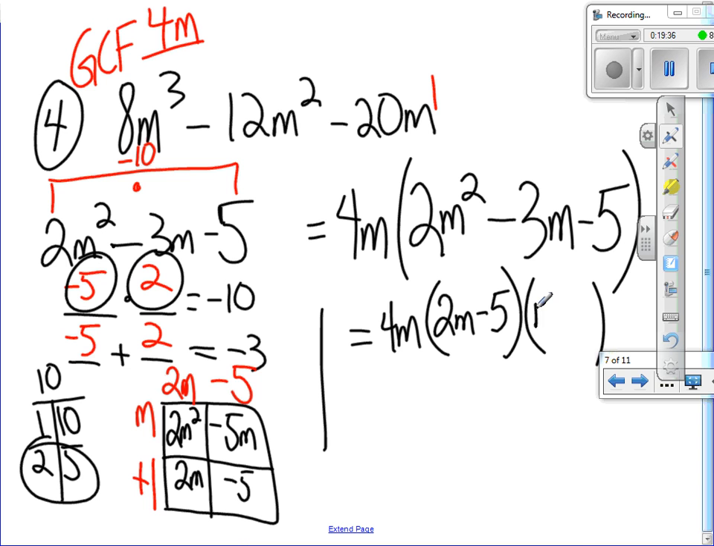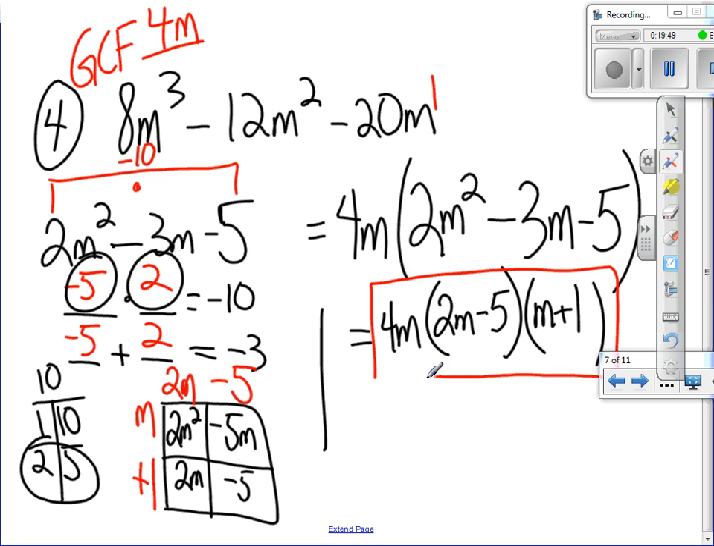4m times 2m minus 5, m plus 1. Or if you have 4m, m plus 1, 2m minus 5, that's still an acceptable answer as well. And so I'll put the final answer in the red box. And there you have it. There's our answer. All right, you guys are doing great.